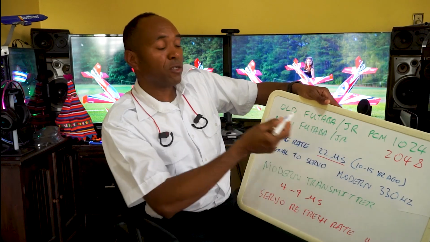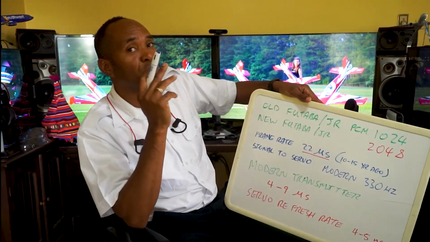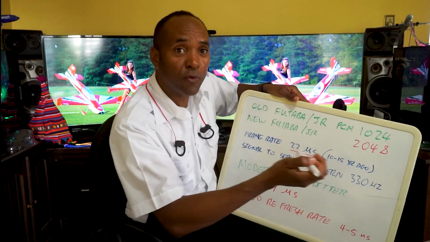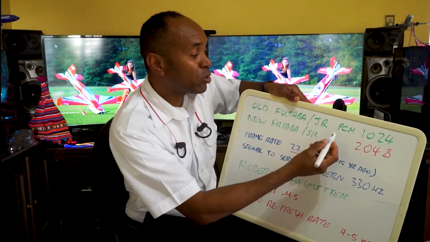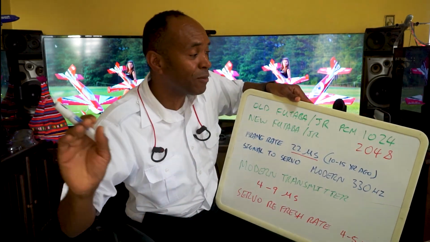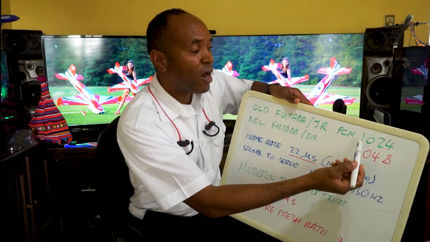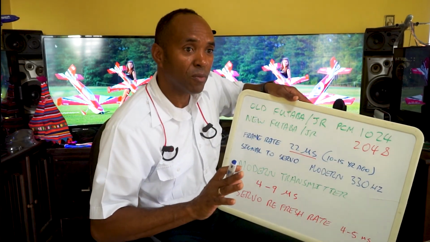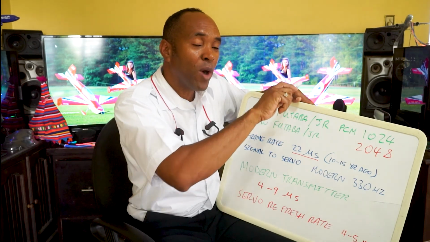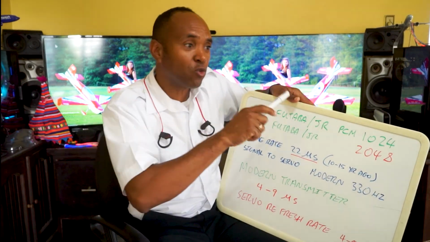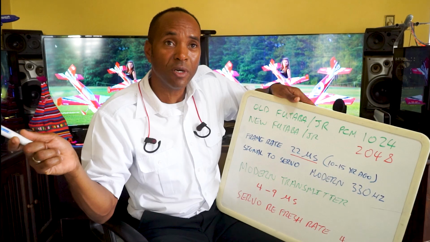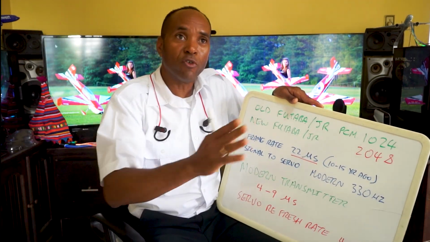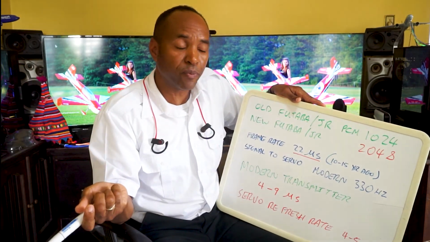Now, old Futaba GR systems, like say from 20 years ago or 30 years ago, they used to advertise a thing called PCM 1024 technology, right? Pulse code modulation, that is a type of data signal at a resolution of 1024 steps. That means for a servo to travel 180 degrees of swing, it has 1024 steps to go from end to end, of which only 120 degrees of the swing is actually useful.